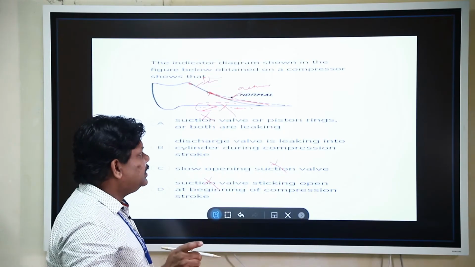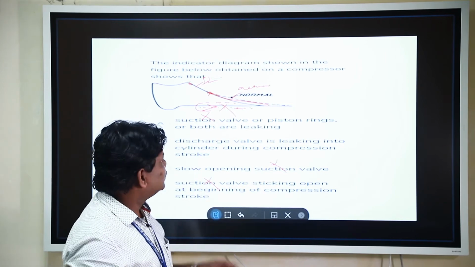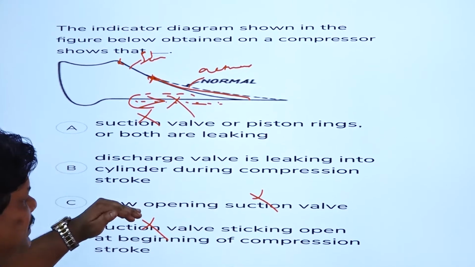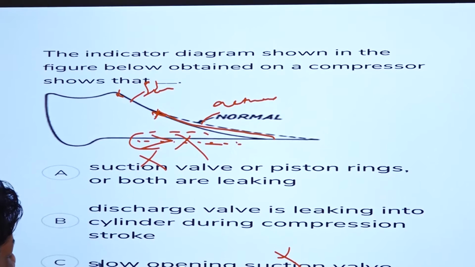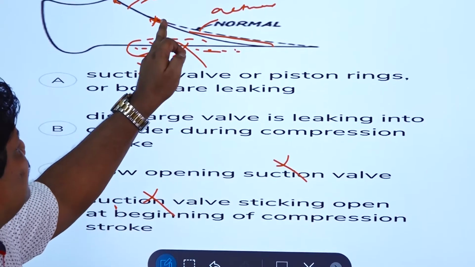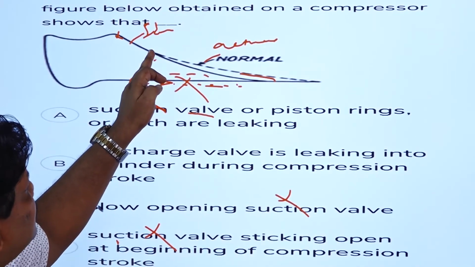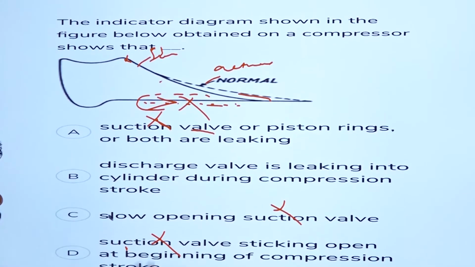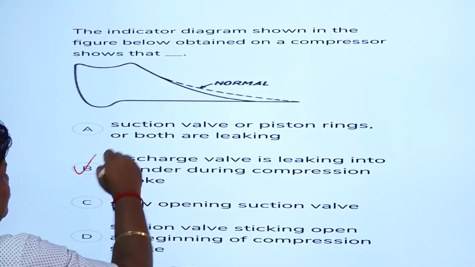As I told you earlier, if you are not thorough with the answers, try to eliminate the wrong ones. From this diagram itself you can eliminate two answers that are given as choices. The other one is suction valve sticking open at the beginning of the compression stroke. It is not given at the beginning, so it is given at the end of this compression stroke, during the compression stroke. So you can easily answer this question, and the option is B.